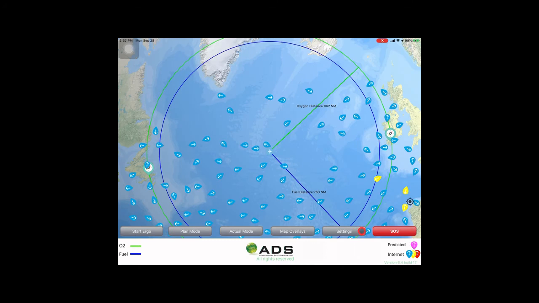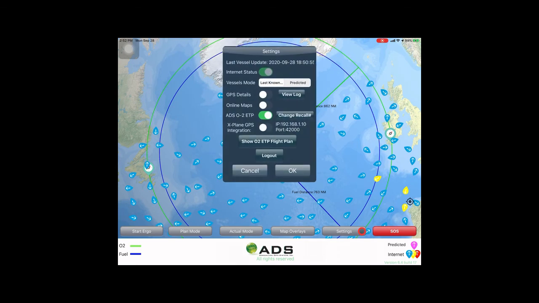Okay, next let's go to the Settings tab. Under the Settings tab, the last vessel update. This displays the date and time that the ADS server received AIS data, otherwise known as ship location data from the satellite. It's important just to let you know when the last update occurred and how fresh the information is.